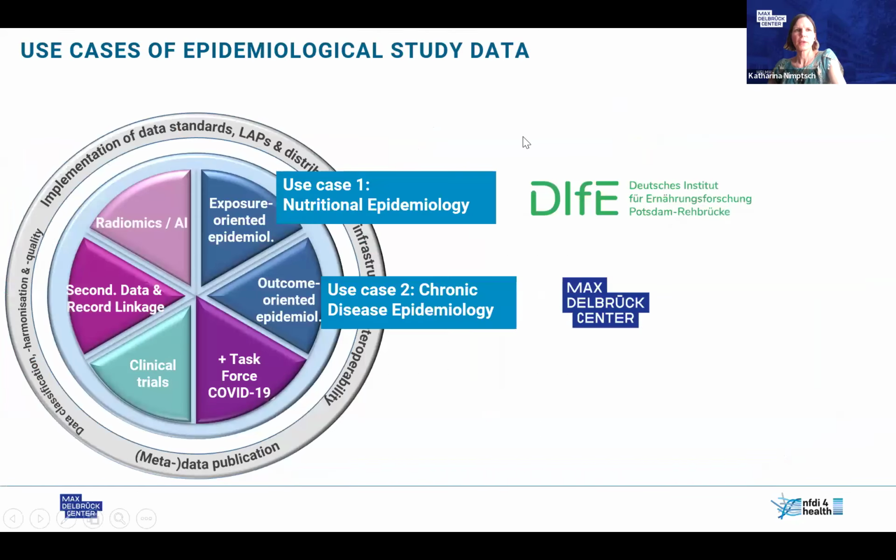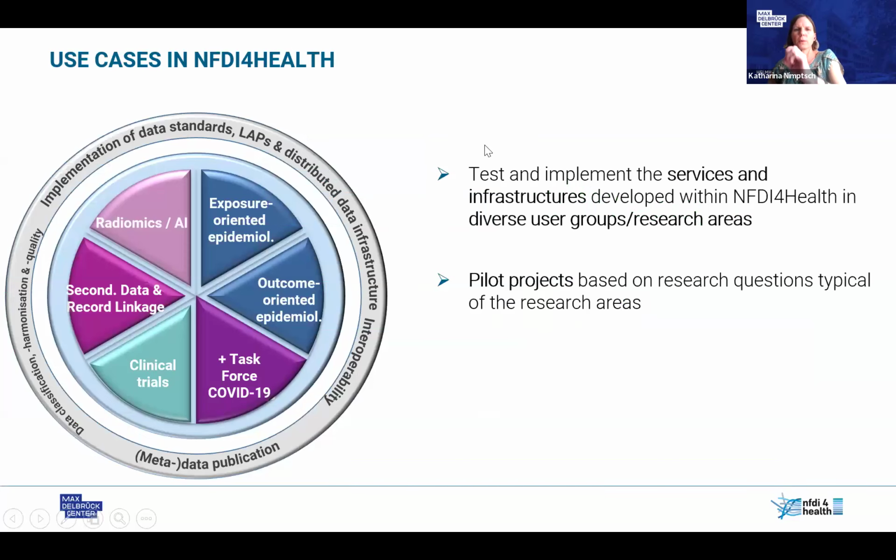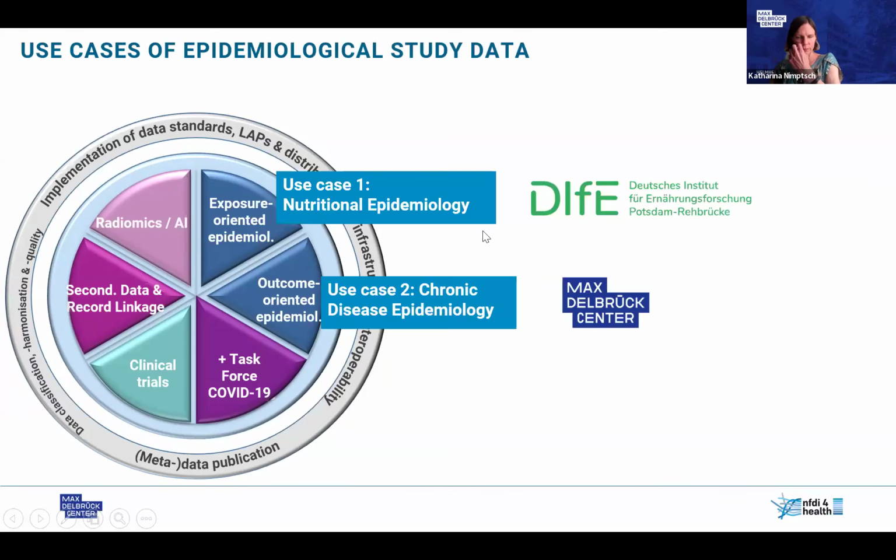So in NFDI for Health, we have use cases that have the purpose of testing and implementing the service infrastructures that are being developed in NFDI for Health for various research areas. And then within these use cases, we have pilot projects of typical research questions. For epidemiological study data, we have a use case in nutritional epidemiology and one in chronic disease epidemiology that we run here at the MDC.